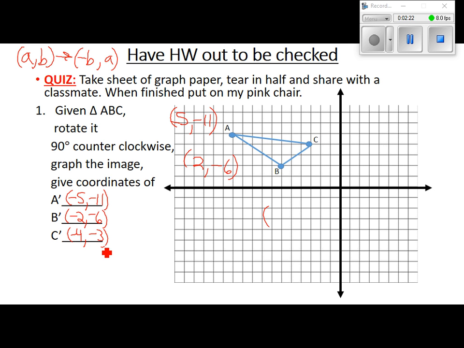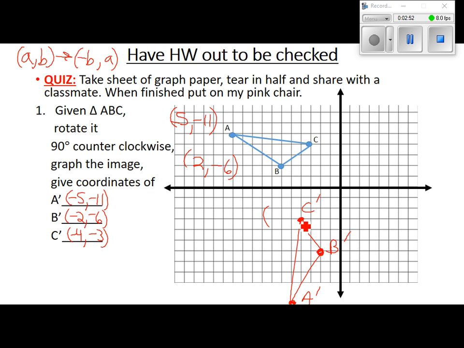Now if I graph that, 1, 2, 3, 4, 5, 11. 11's actually going to go off my slide here. That's A prime. Negative 2, negative 6 is right there. B prime. Negative 4, negative 3. C prime. Connect them. What should happen? It should be the same shape.